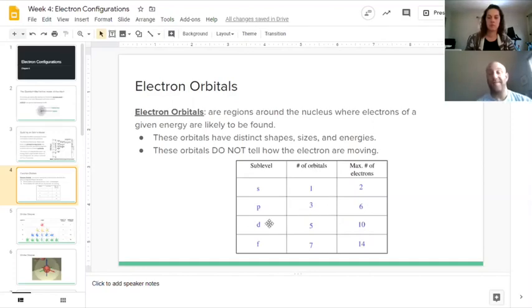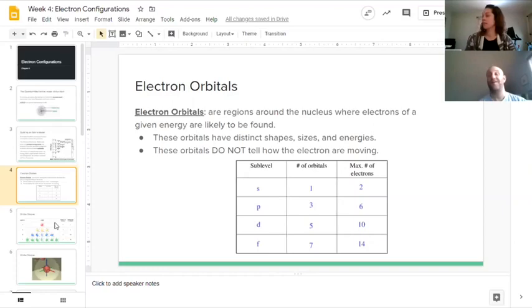The third sublevel is D. There are 5 orbitals in a D sublevel, and that gives you a maximum of 10 electrons in that particular sublevel. And then finally, the fourth one is an F sublevel, and as you can guess by the pattern, it goes up by 2, so there are 7 orbitals. 7 times 2 gives you a maximum of 14 electrons.